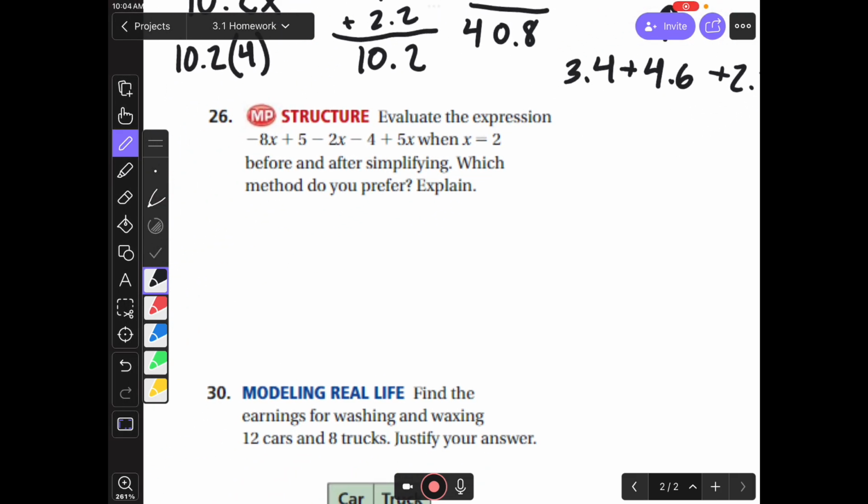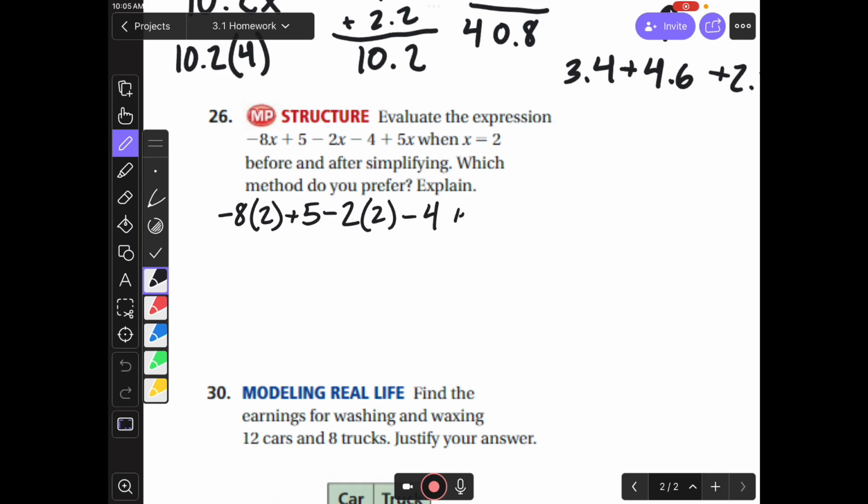Okay, for number 26, evaluate the expression when x is equal to 2, before and after simplifying. So essentially what that means is instead of combining like terms, when we substitute it in before, we just put in the 2 and then add everything. So if we do that, substitution, we always use parentheses to show that we are substituting in. Wherever there's an x, I'm just going to put in a 2.